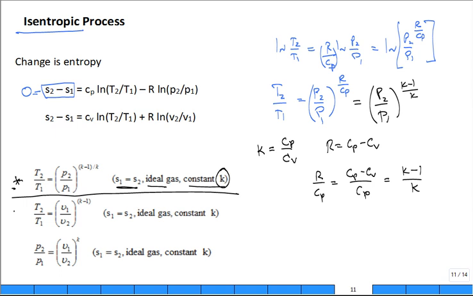Similarly, you can relate the changes in temperature to changes in volume for an isentropic process, ideal gas, constant specific heats, as well as pressure and volume. Often we write this as PV to the K is equal to a constant during that process from 1 to 2. If it's equal to a constant, that's the same constant at the beginning of the process as at the end of the process. So you get that result. There are different ways of showing these equations.